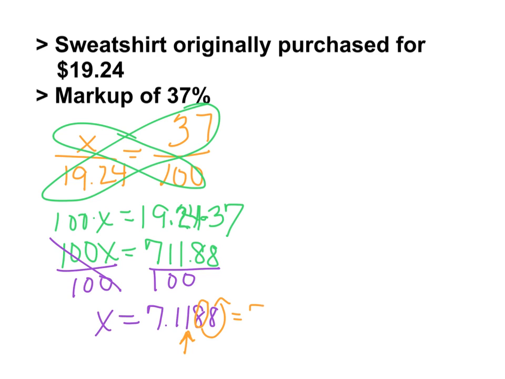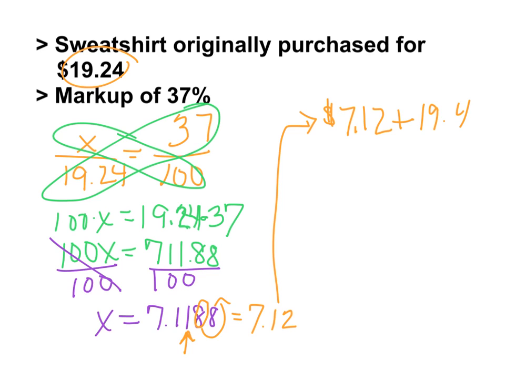So this is going to equal $7.12. That is the markup, so that means I need to add it to the original, which is 1924. Again, I forgot the 2, so weird. Anyway, I add those together, and I get a total of 26.36. So if I were to go to the school store to buy that sweatshirt, it would cost me $26.36.